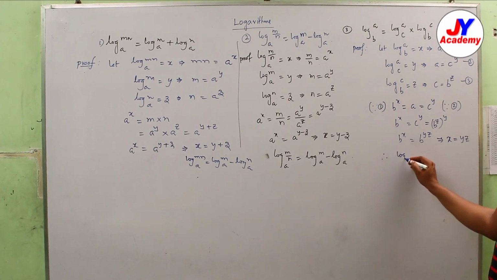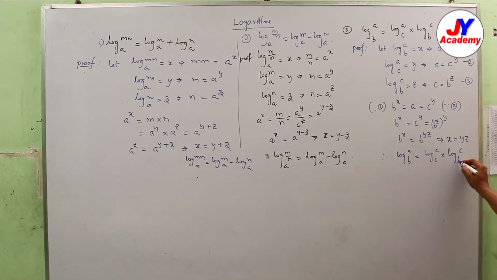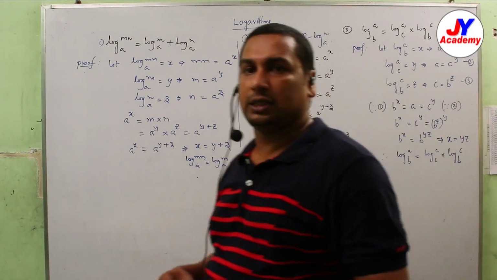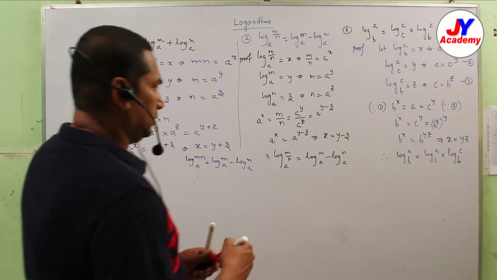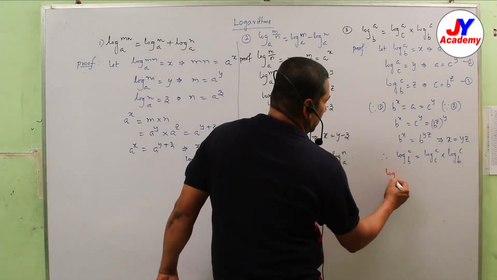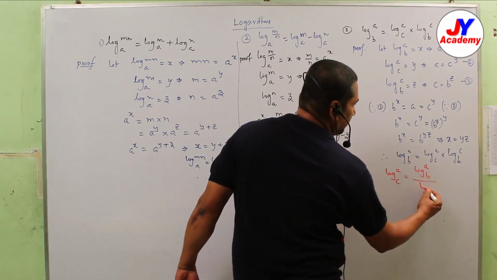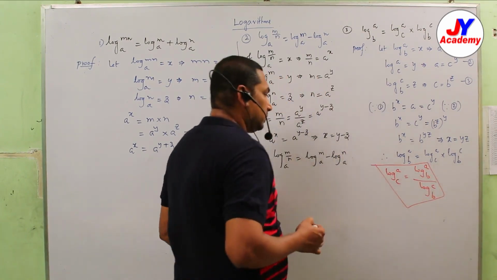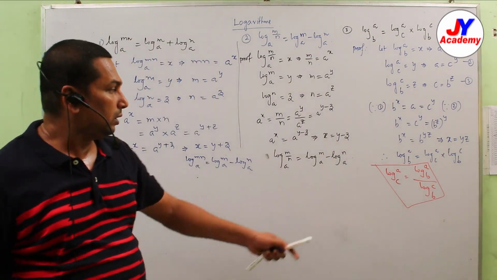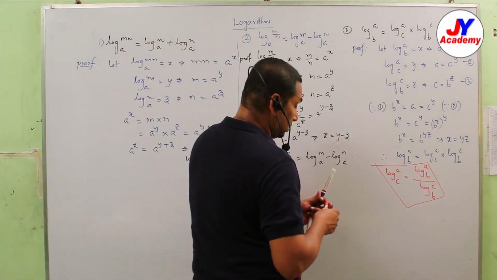Therefore, what is x? Log a base b is equal to log a base c times log c base b. We can reshuffle that formula, that particular formula also can be written as log a base c is equal to log a base b by log c base b. So go through this formula. Log a base c is equal to log a base b by log b base c, and also we will see some more sub formulas for this.